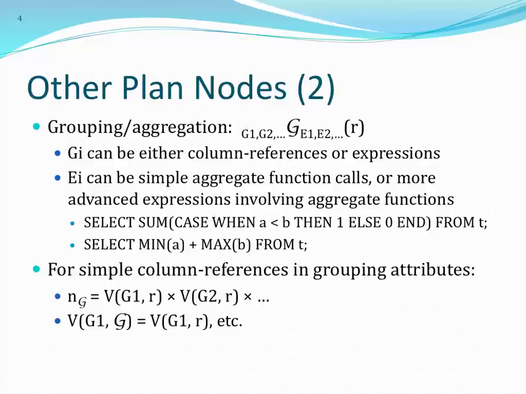And of course, the number of distinct values for each grouping attribute we can just pull straight across because it's a column reference. So this end of the grouping operation should be obvious and should be straightforward to compute. Number of distinct values of each column involved in grouping.